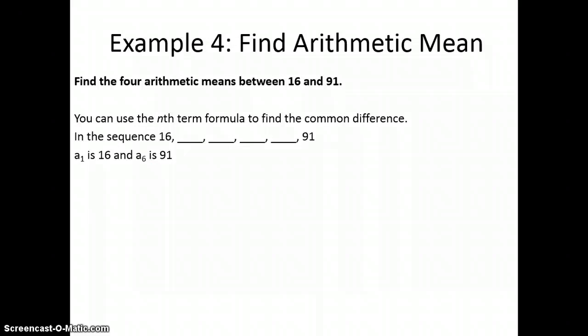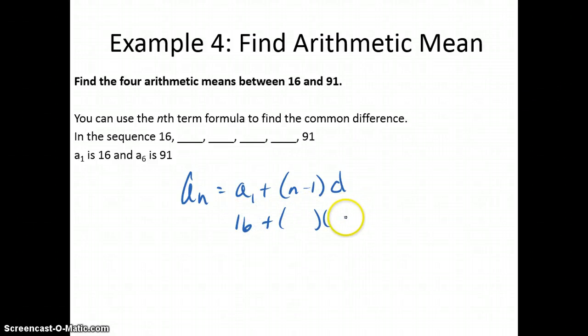Okay, here we're going to use this formula again, and we're going to be given some information, and then we're going to be able to find what the common difference is. So we're going to use the same formula, so make sure you're getting used to it. Here the first term is 16, so I'm just going to plug in what I know. At this point, I don't know what n is. I'm looking for the common difference.